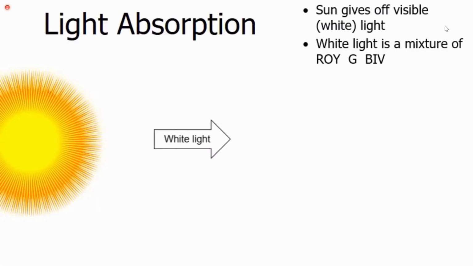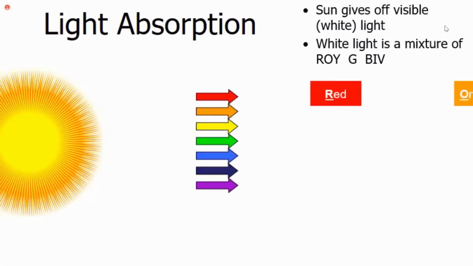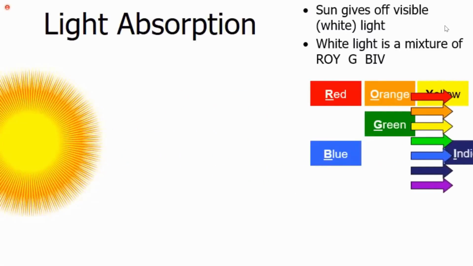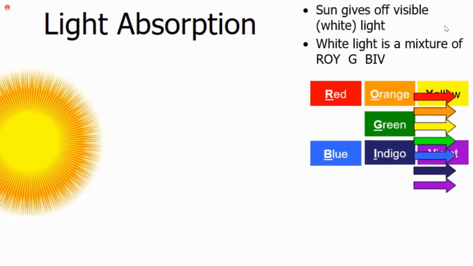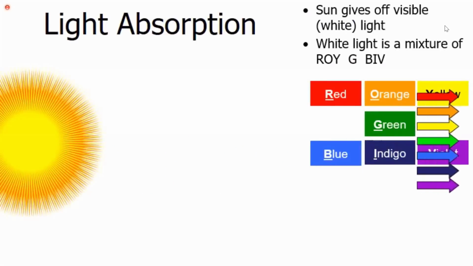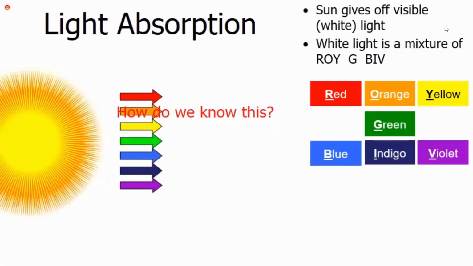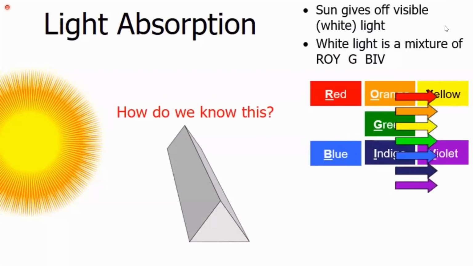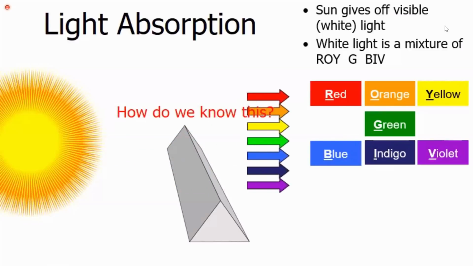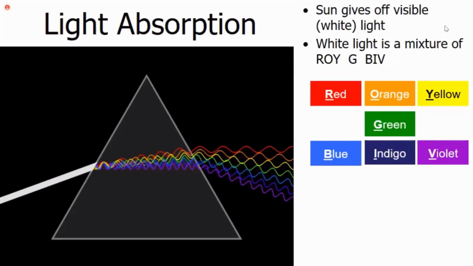White light is actually a mixture of ROY G. BIV. And these are the colors of the rainbow: red, orange, yellow, green, blue, indigo, violet. All these colors are a mixture known as white light. Well, how do we know this? Because when you shine white light into a prism, a rainbow comes out the other end, just like you can see in this animation.